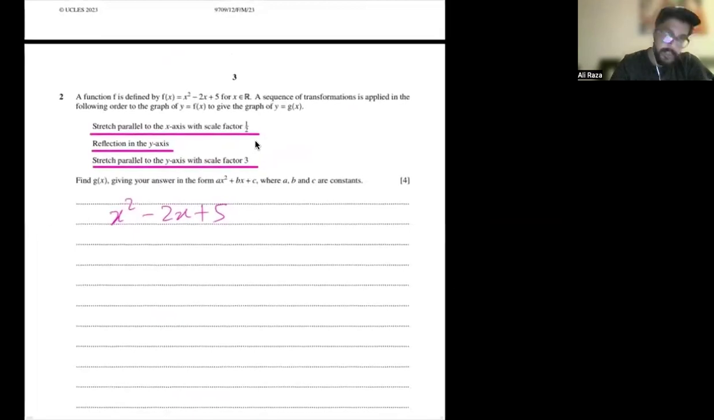Let's apply the stretch parallel to the x-axis. So if the scale factor is 1 over 2, this means that inside the bracket, we need to multiply x with 2 so that the value of x decreases by a factor of 1 over 2.